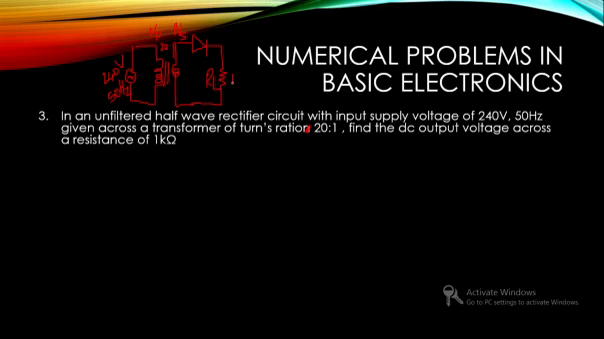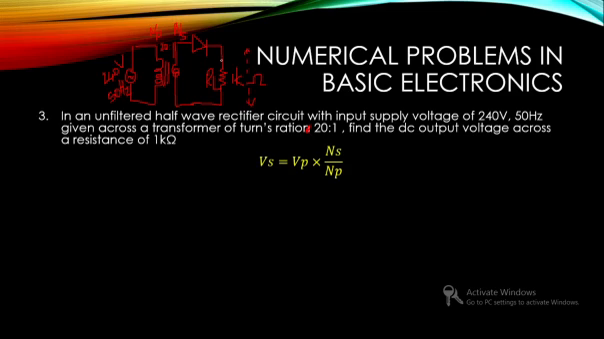And RL is given, 1 kilo ohm. Kilo means 1000, so it is 1000 ohm, and the diode is given. We are asked to find out what is the DC output voltage across the resistor. Okay, so how do you do it?